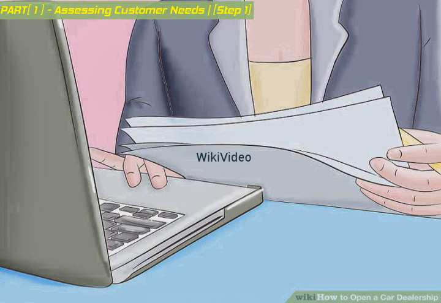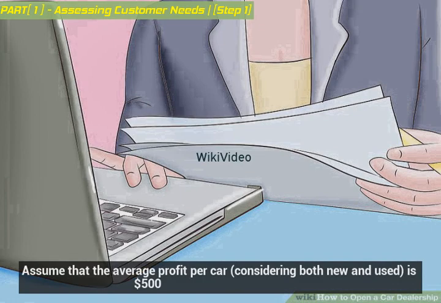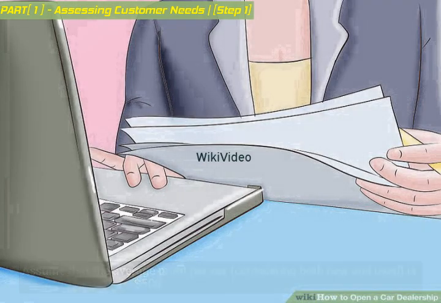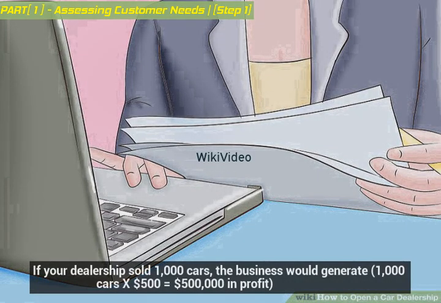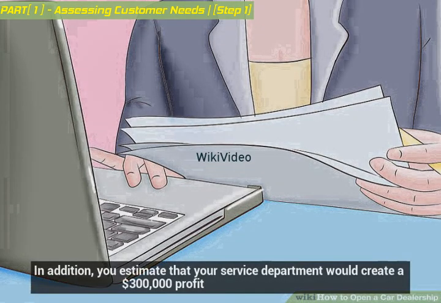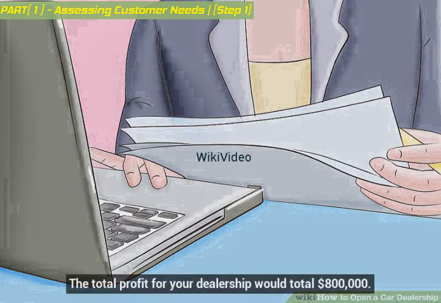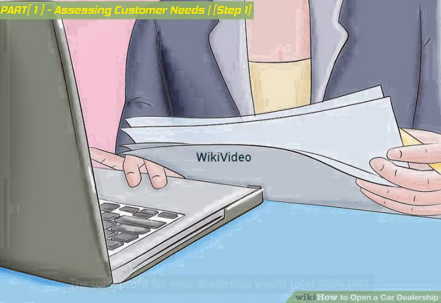Based on your research of existing car dealers and customer demand, you believe that your new dealership can attract 20% of the existing Honda car market. That 20% figure would mean 5,000 new and used car sales multiplied by 20% equals 1,000 car sales. Assume that the average profit per car, considering both new and used, is $500. If your dealership sold 1,000 cars, the business would generate 1,000 cars x $500 equals $500,000 in profit. In addition, you estimate that your service department would create a $300,000 profit. The total profit for your dealership would total $800,000.